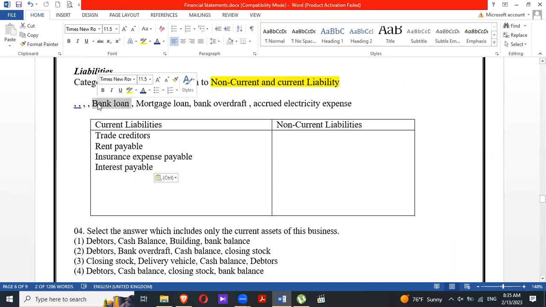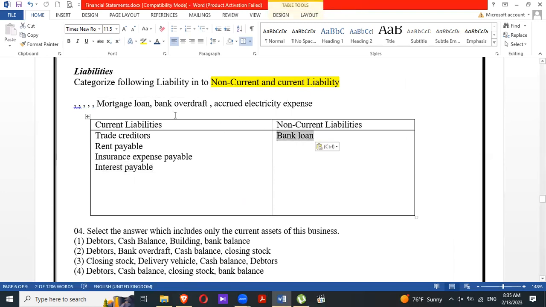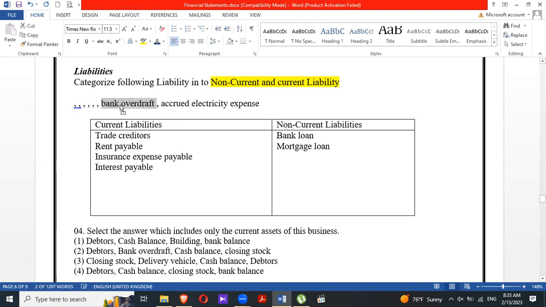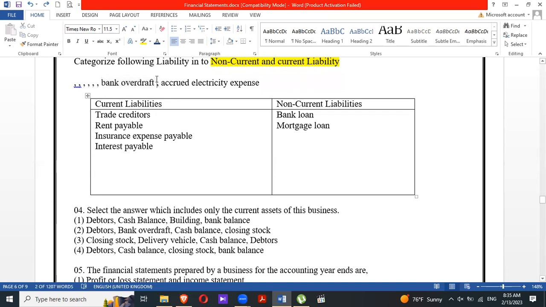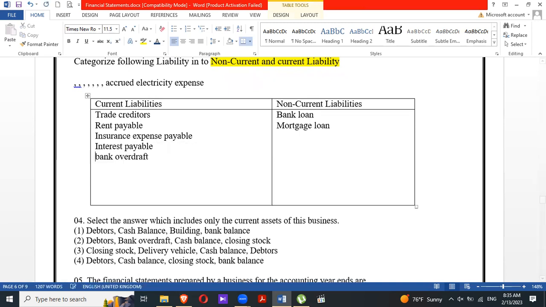Bank loan comes under non-current liability, right? Mortgage loan also comes under non-current liability, but normally for your level, only bank loan will come. I just put mortgage loan also. Mortgage loan means when we obtain a loan by giving some property as a mortgage. Bank overdraft comes under current liability. It should be settled within a short time period, that's why we call it a current liability.